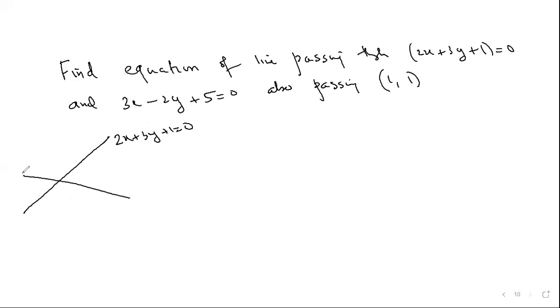Another line like this. And there's a third line which is passing through this intersection, and that line also passes through 1 comma 1. 3x minus 2y plus 5. Okay, right. Now, how will I find out the equation of this line?